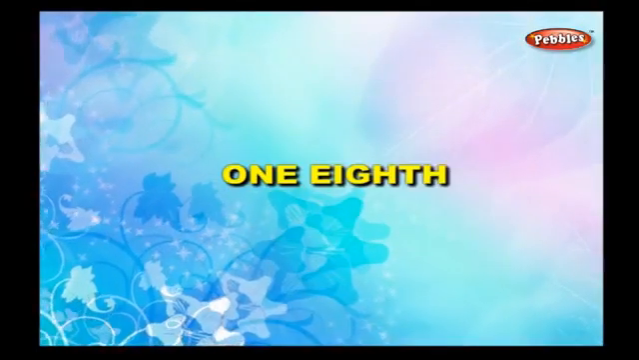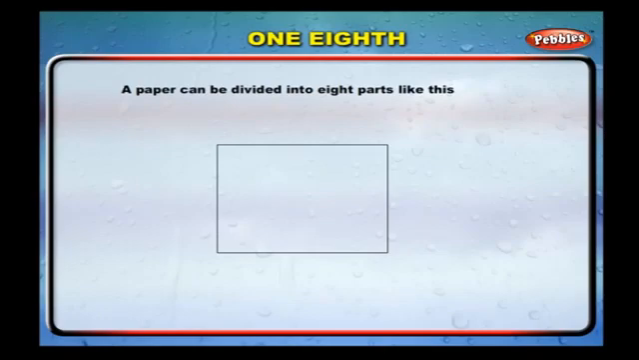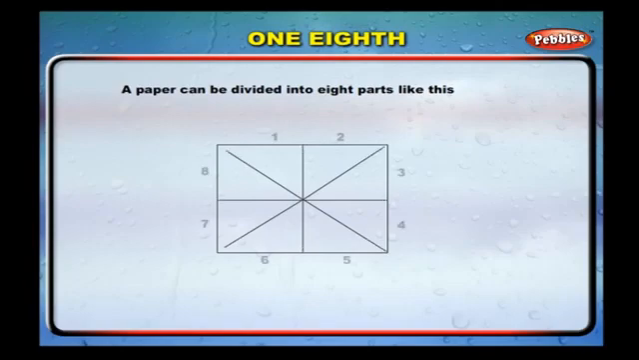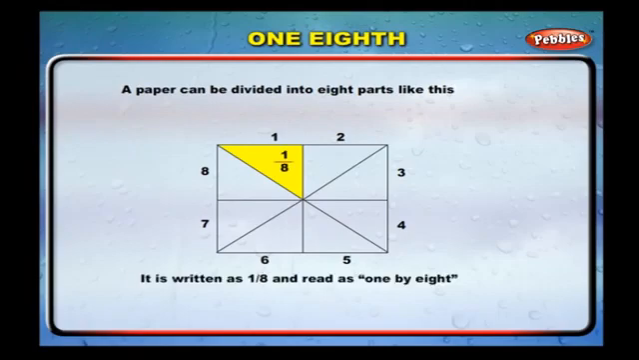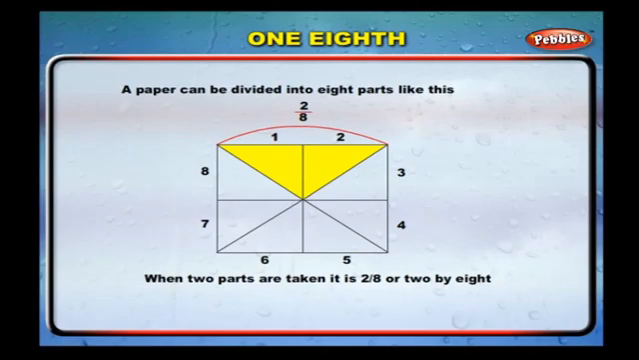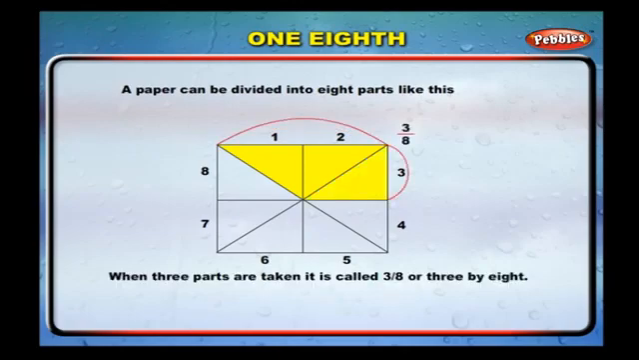1/8. A paper can be divided into 8 parts like this. When one part of the 8 parts is shaded, it is called 1/8. It is written as 1 by 8 and read as 1 by 8. When 2 parts are taken, it is 2 by 8. When 3 parts are taken, it is called 3 by 8.